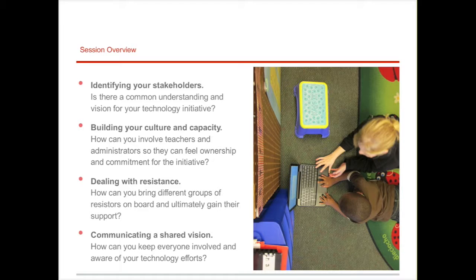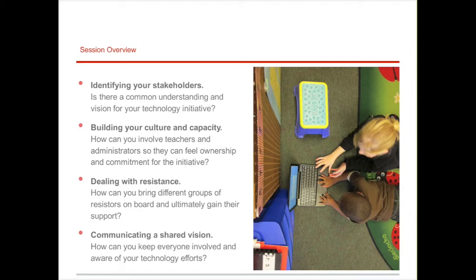We all know what this feels like. How can you bring different groups of resistors on board and ultimately gain their support? And then finally, but most importantly, communicating a shared vision. How can you keep everyone involved and aware of your technology efforts?